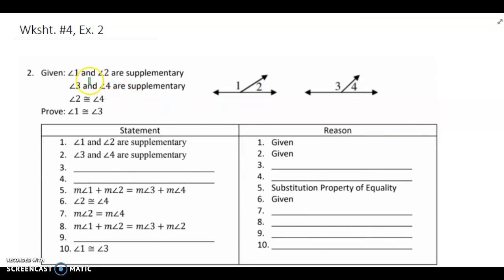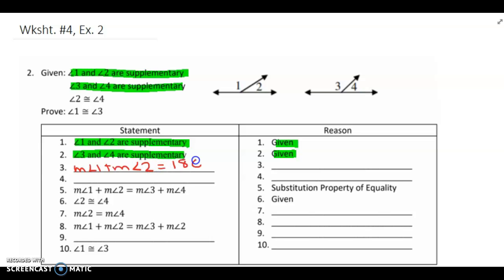All right, so let's start with at least the first half of our given. So we have angle 1 and angle 2 are supplementary. That's given. And then we also have angle 3 and angle 4 are supplementary, so that's given as well. All right, so now you need to ask yourself, what does it mean to be supplementary? Well, guys, supplementary means they add to 180. So if angle 1 and angle 2 are supplementary, that means that the measure of angle 1 plus the measure of angle 2 equals 180.